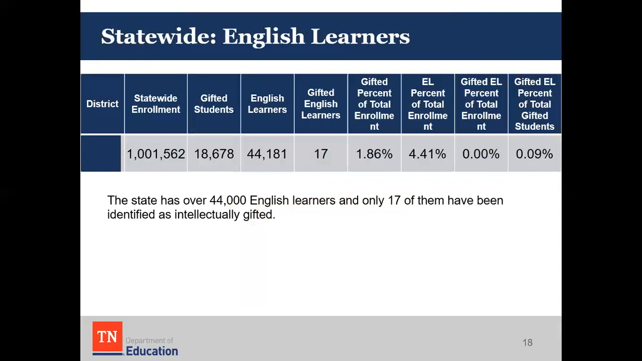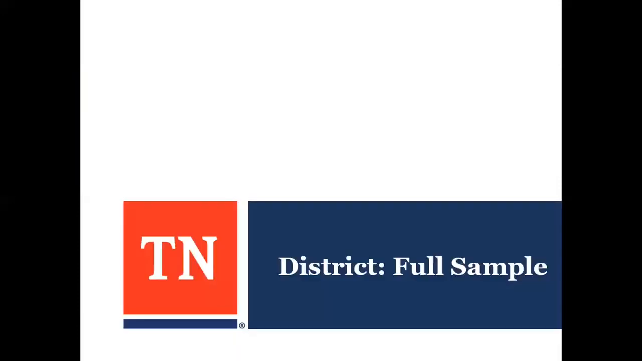Here is the chart for the statewide English learners. You can see the state has over 44,000 English learners out of a statewide enrollment of all students of over 1 million. Yet only 17 of those English learners have been identified as intellectually gifted. That gives the EL percent of total enrollment that have been identified as gifted. So gifted EL percent of total students is 0.09.